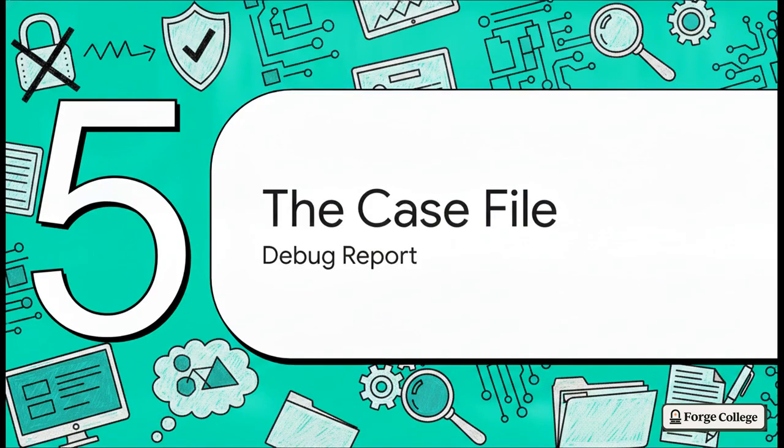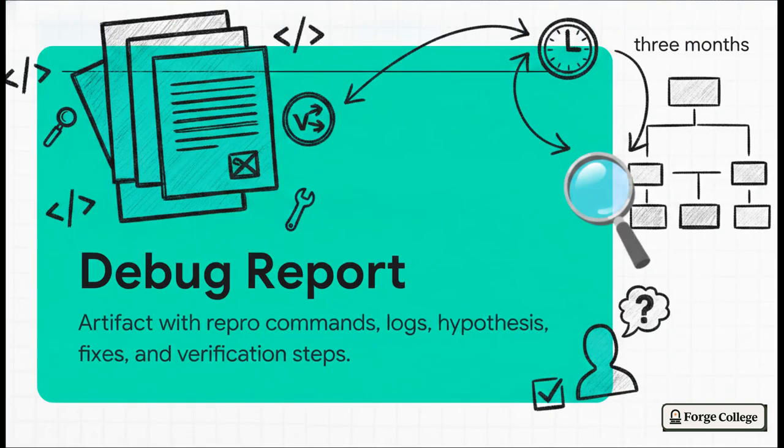And finally, section 5, the case file. The bad guy is locked up, sure, but every good investigator knows the job just isn't done until the paperwork is filed. You've got to create a reproducible debug report. This is a documented artifact saved directly in your repository, containing reproduction commands, log excerpts, your root cause hypothesis, the applied fixes, and your verification steps. You write this so future developers, or let's be honest, you in 3 months when you've forgotten literally everything, know exactly how the case was cracked.